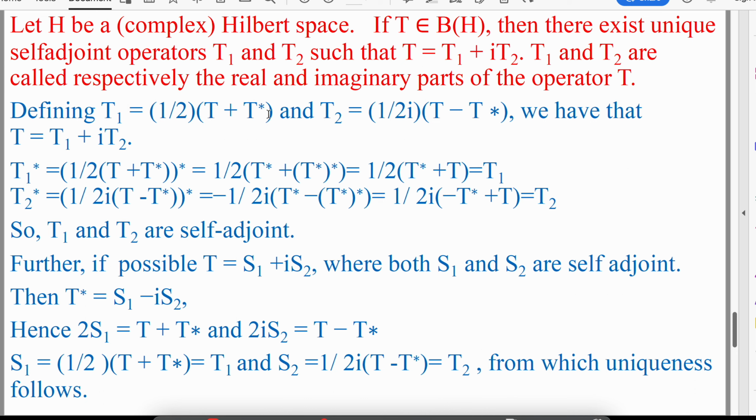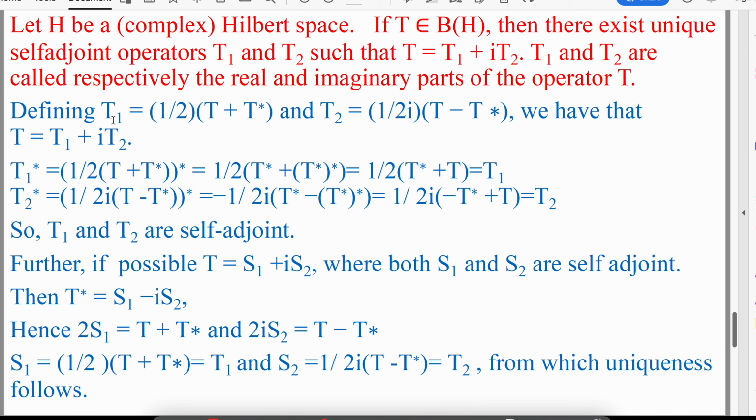So we have to show that T can be expressed uniquely as T equal to T1 plus iota T2. If we define T1 equal to 1 by 2 (T plus T star) and T2 equal to 1 upon 2 iota (T minus T star), then clearly we see that T is equal to T1 plus iota T2. You can simplify and check it.